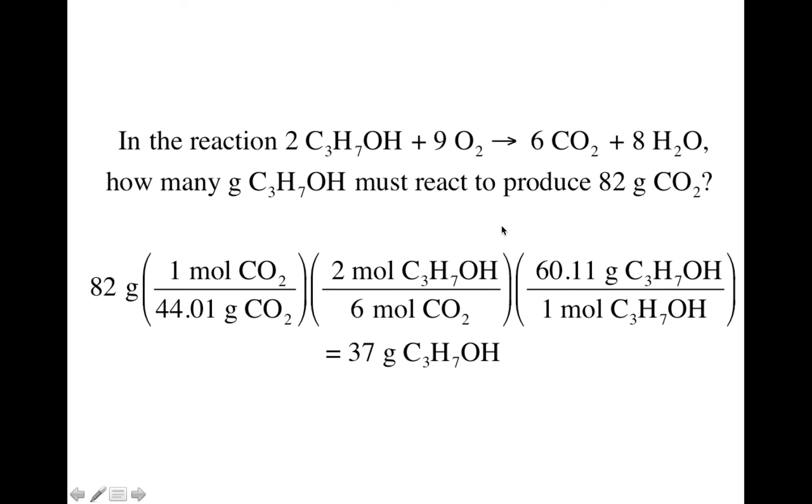All right, last example. In this case, the unknown is on the left and the known is on the right. So 82 grams CO2. First step, convert it to moles. Get rid of the grams.